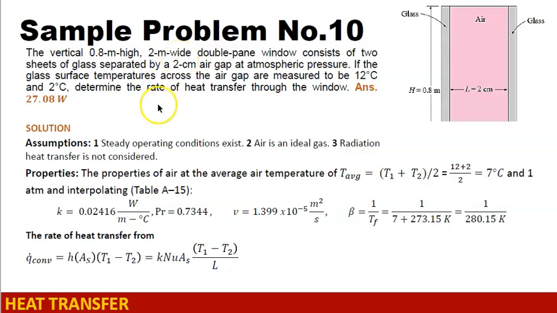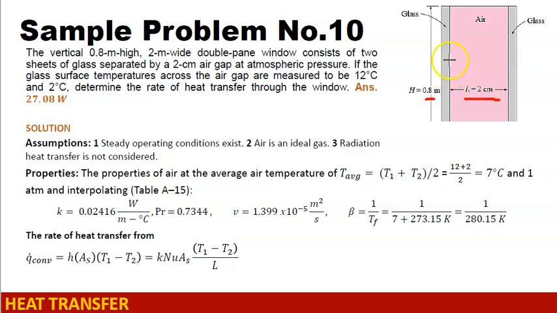Sample problem number 10. For sample problem number 10, we have an enclosure. The vertical height of the enclosure is 0.8 meter. This is a 2 meter wide double pane window consisting of 2 glass sheets separated by a 2 centimeter gap at atmospheric pressure. If the glass surface temperatures across the air gap are to be 12 degrees Celsius and 2 degrees Celsius, determine the rate of heat transfer through the window.